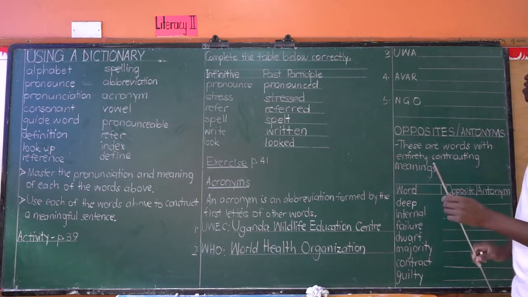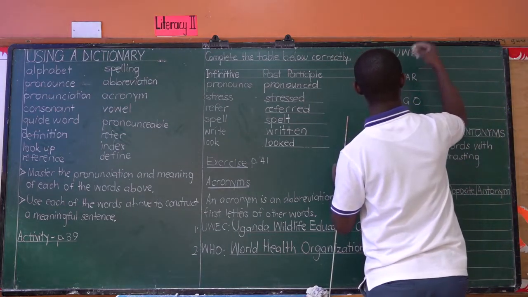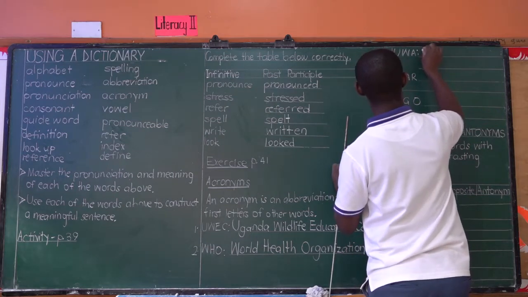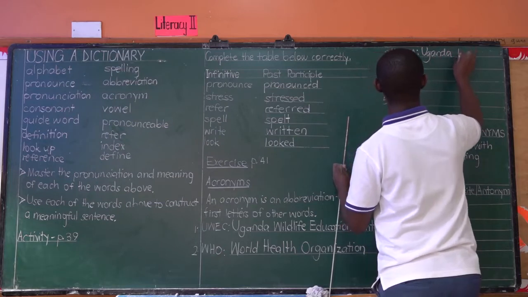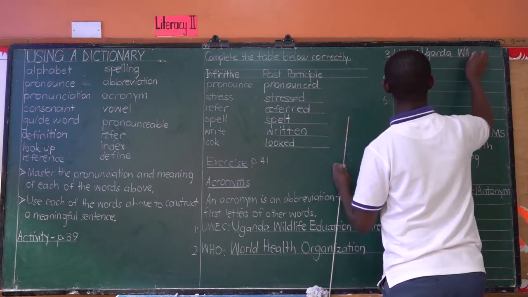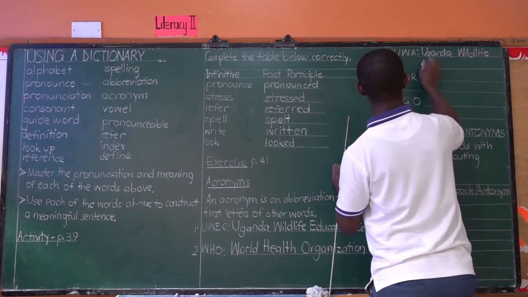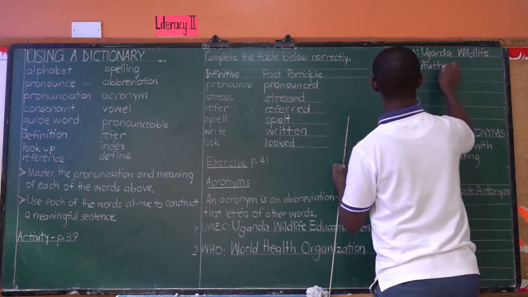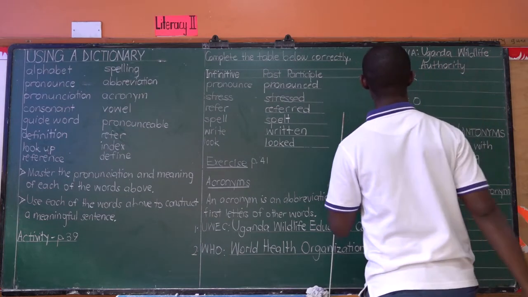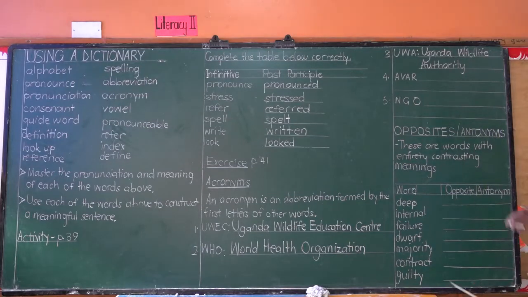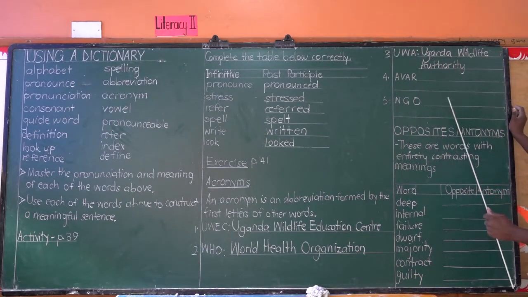Then UWA. Yes, and that is UWA. Other people read it as UWA, and that is Uganda Wildlife, one word, Wildlife Authority. No full stop, only capital letters and go. Okay, capital letters at the beginning. UWA, the acronym for Uganda Wildlife Authority.